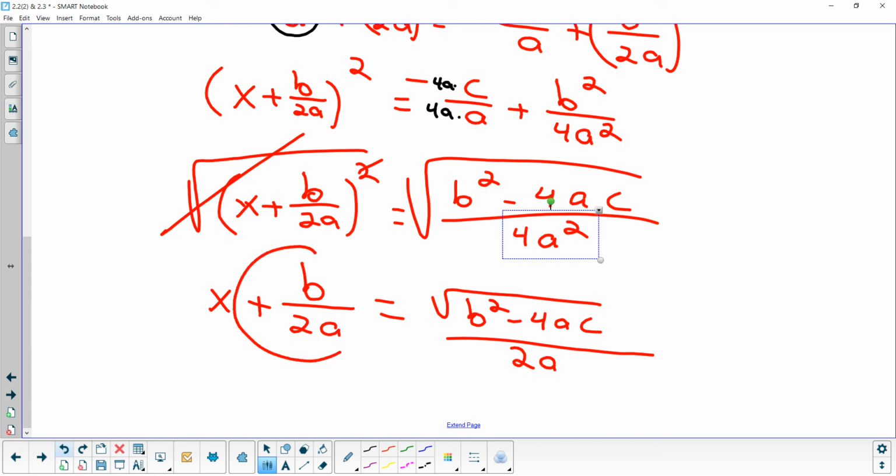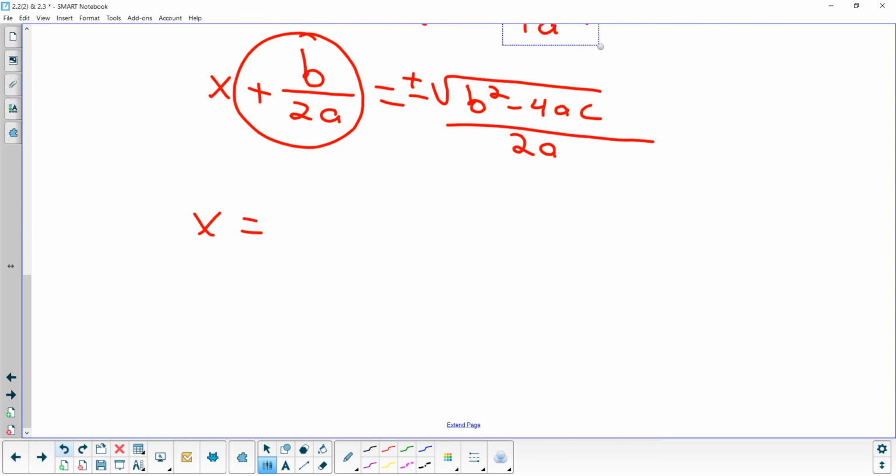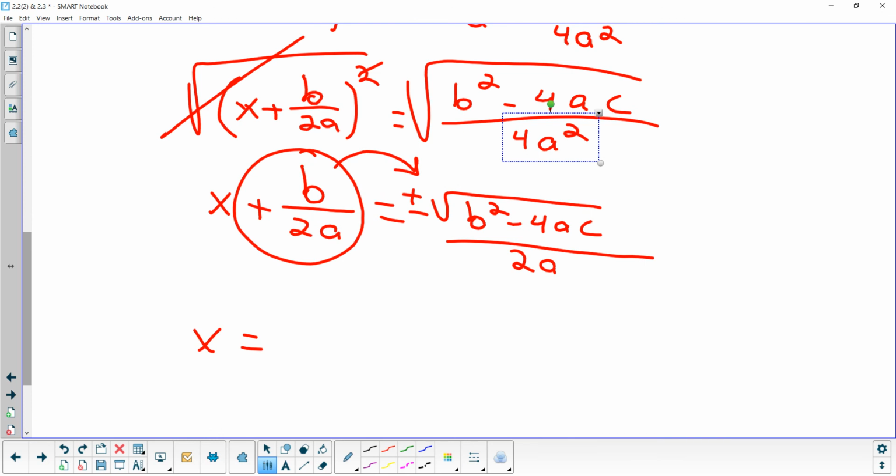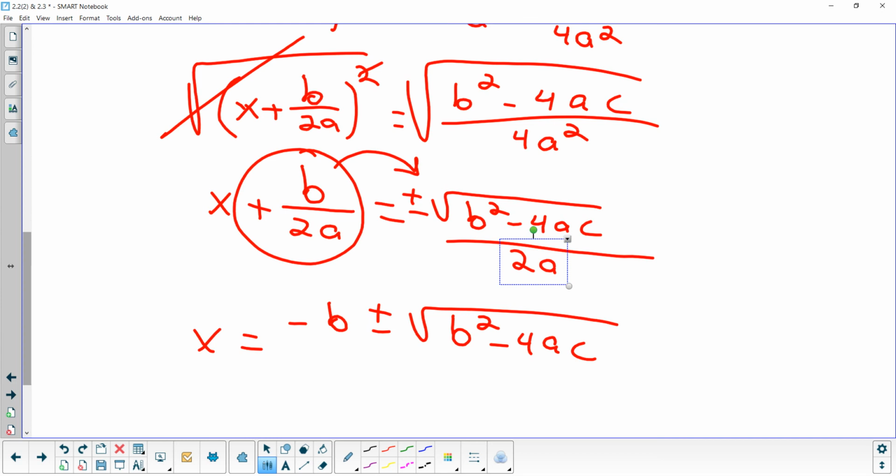And the last thing is to take this and put it on the other side. How would you do the opposite of a positive b over 2a? Yep, Alejandro? Negative b over 2a. So when this moves to the other side, it becomes a negative b. Negative b plus or minus the square root of b squared minus 4ac. That has a denominator of 2a. So it's all over a denominator of 2a.